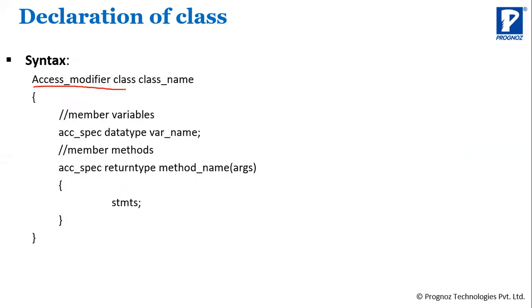So to declare a class, we need to write the access modifier, class name. Then we have to define the member variables. Then we need to define the member methods in the class. Then open the curly bracket and close the curly bracket, and whatever statement you want to perform inside the method, you need to write it. Is that clear, the definition and the syntax about the class? Understood? Yes, sir.